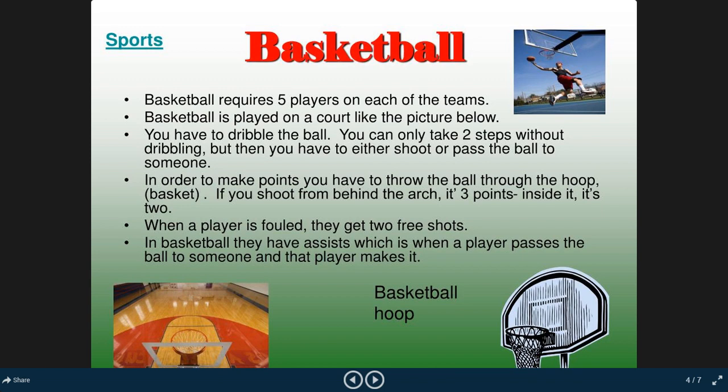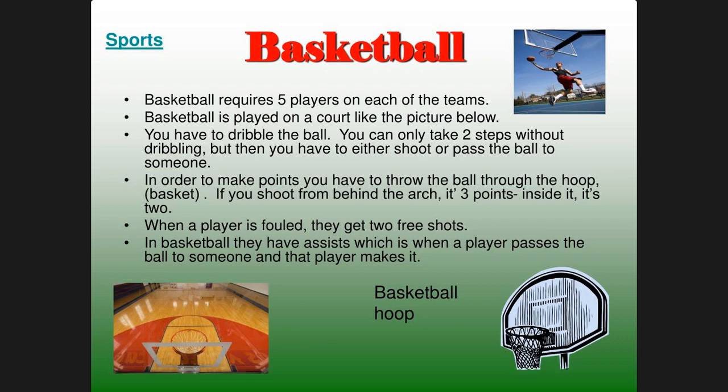Now, basketball. Basketball requires 5 players on each team. Basketball is played on a court like the picture below. You have to dribble the ball. You can only take 2 steps without dribbling, but then you have to either shoot or pass the ball to someone. In order to make points, you have to throw the ball through the hoop. If you shoot from behind the arc, it's 3 points. Inside it's 2. When a player is fouled, they get 2 free shots.